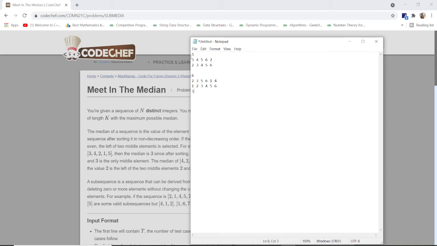So if the length is odd, then I easily find the middle value, and that is the median. And if the length is even, then I have to find the middle two values, and I have to take the leftmost. So this is the first concept, and I hope you guys get it.